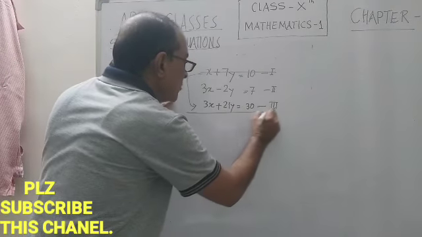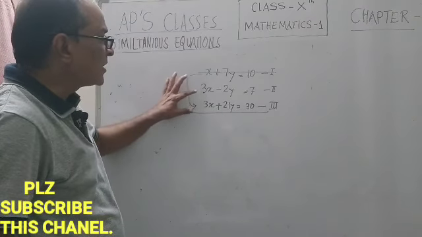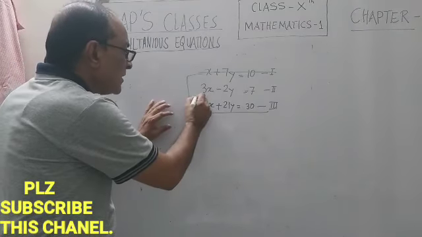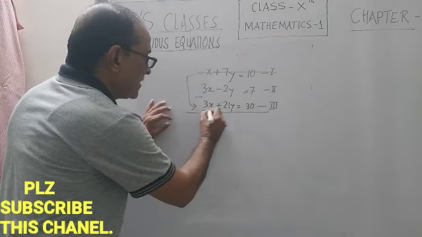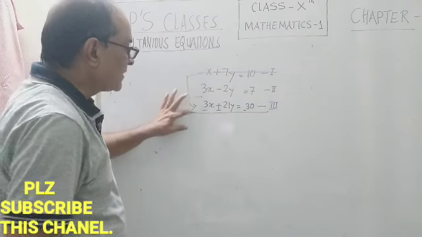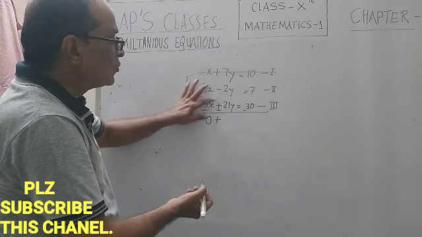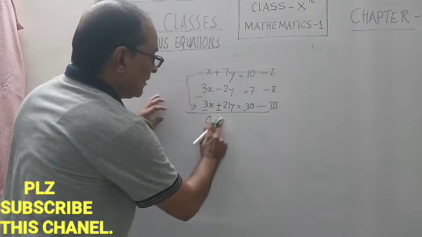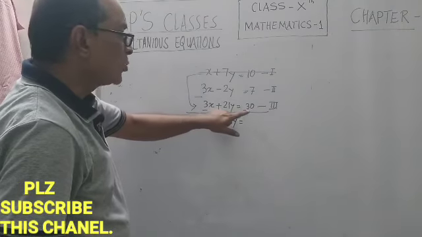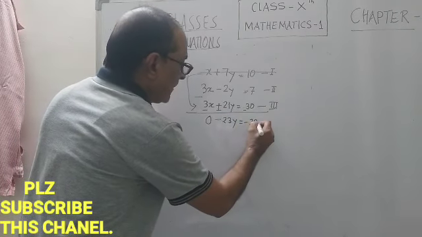Now, if I have the intention to eliminate one of the variables, that is x, what is the action I need to do? Now I need to subtract. Okay, because if I subtract, this will go minus, this will go minus, this will go minus. 3x minus 3x, that is 0. This was the result we wanted. Minus 2 minus 21 is minus 23, so this will be minus 23y. Now 30 minus 7 is 23, but we'll have the minus sign, minus 23.